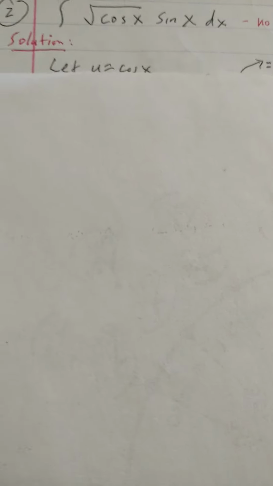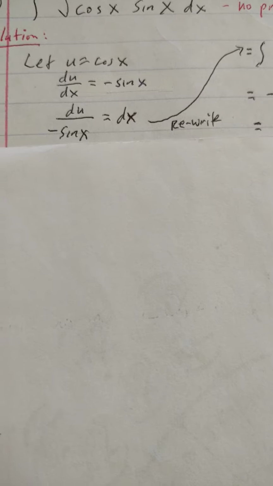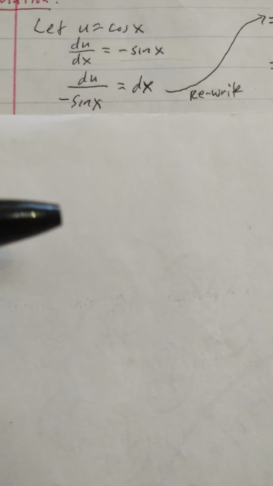So let's see what we have here. Here's our solution. Let u equal cosine x, and then du dx is negative sine x. And again, you can have all these rules written down before your final exam, so that way you save time. And then what I do is solve for dx. I skipped a step. If du dx is negative sine x, first multiply both sides by dx to clear the fraction. And then divide by negative sine x. So here's what you get for dx right there.